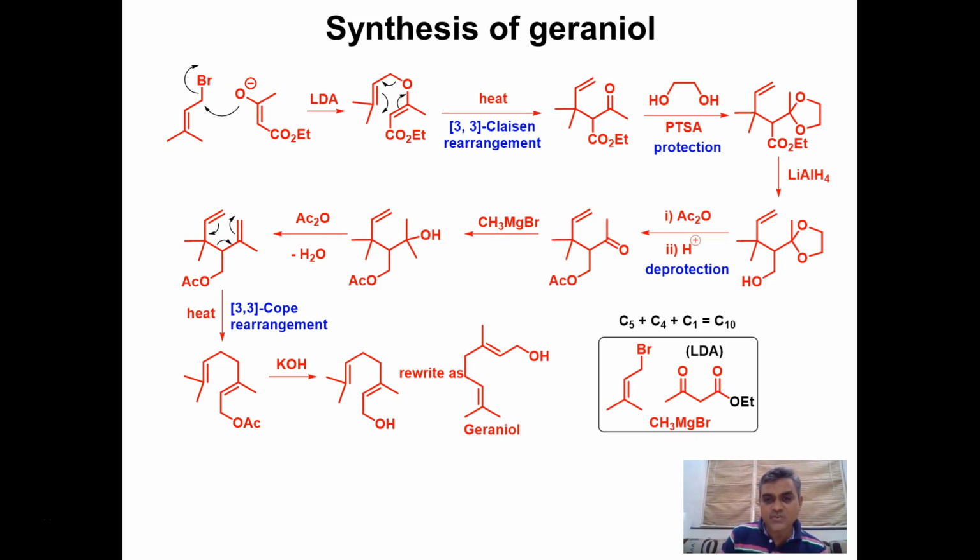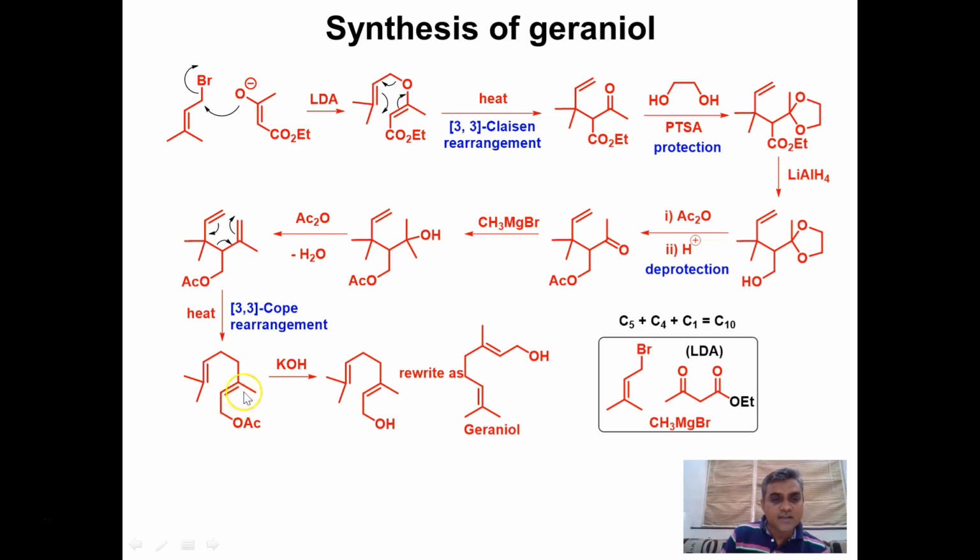So we are very close to the target molecule now, and for that we have to utilize a Grignard reaction here. Its reaction with methyl magnesium bromide gives us 10 carbon atoms. It's a tertiary alcohol, and the tertiary alcohol undergoes dehydration using acetic anhydride, and we get a diene again. This diene looks like a Cope substrate, so when it is heated, it undergoes 3,3 sigmatropic rearrangement, and we get this alkene.